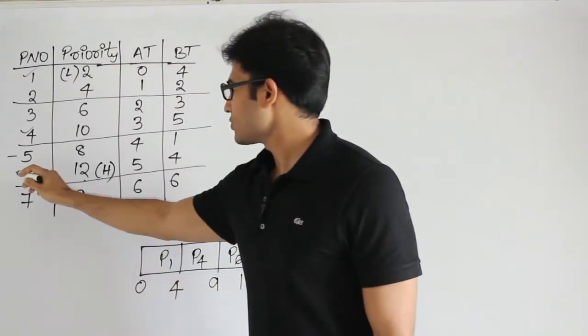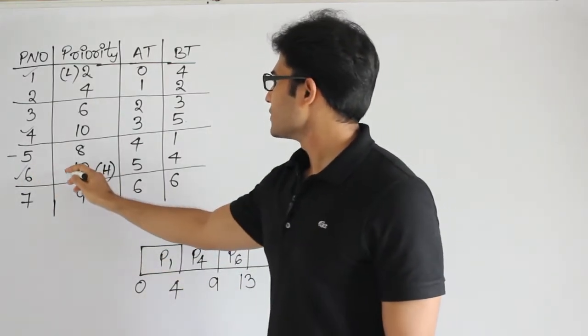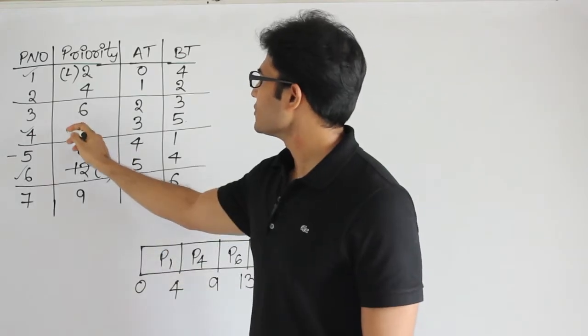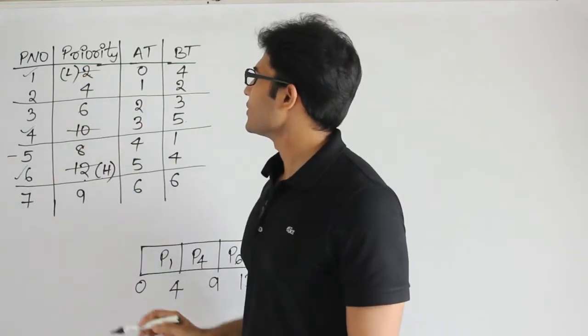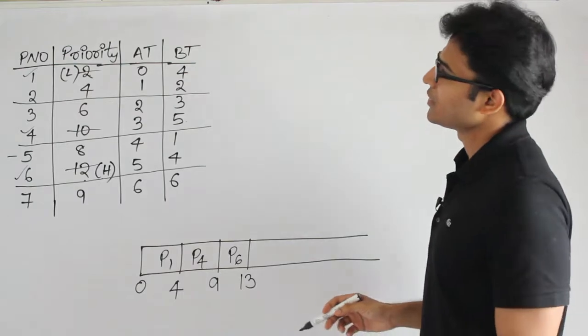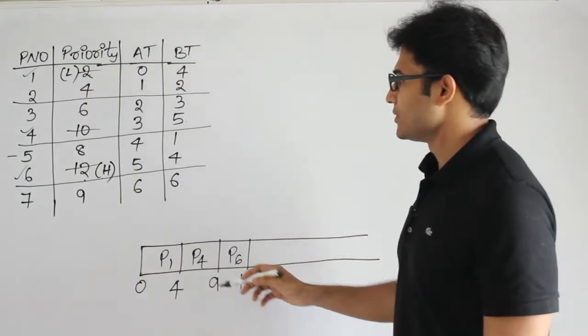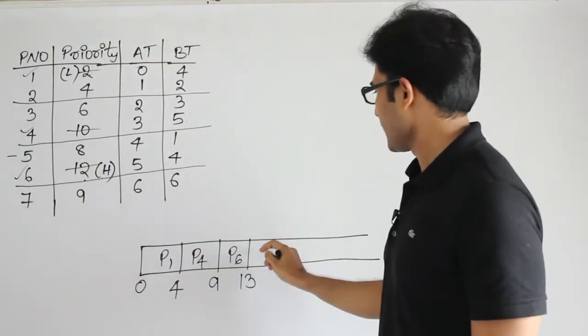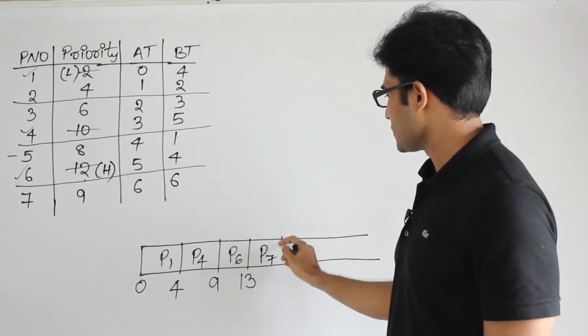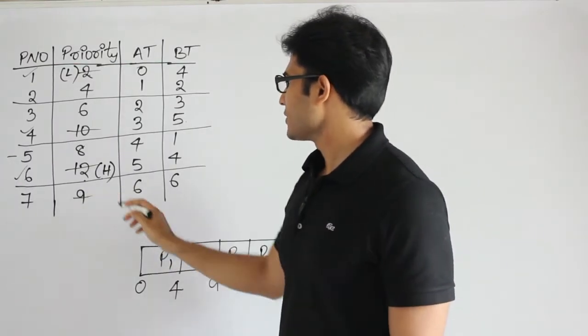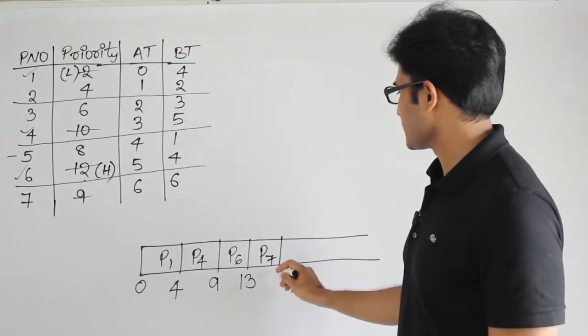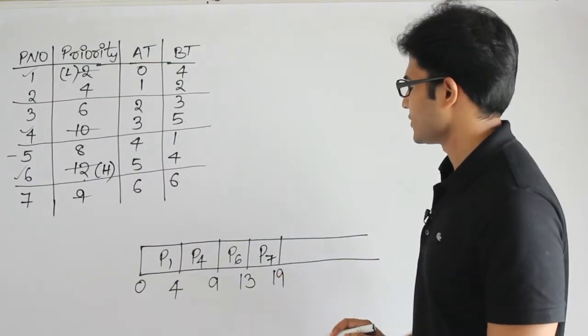So P6 is also over, right? So now this is over and P4 is over and then 1 is over. So in the remaining ones you pick up the one with the highest priority, which is now P7, having 9. Therefore P7 can be scheduled, which has priority 9 and a burst time of 6, which means by 19 it is going to be finished.